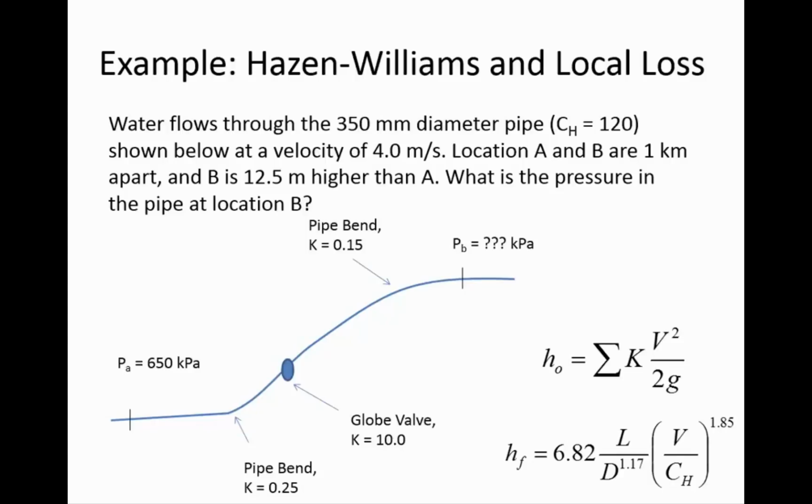Okay, so the energy equation says that the pressure head at 1, P1 over gamma, plus the elevation Z1, plus alpha V1 squared divided by 2g, plus HP, is equal to P2 divided by gamma, plus Z2, plus alpha V2 squared divided by 2g, plus HT, plus HF, plus H naught.